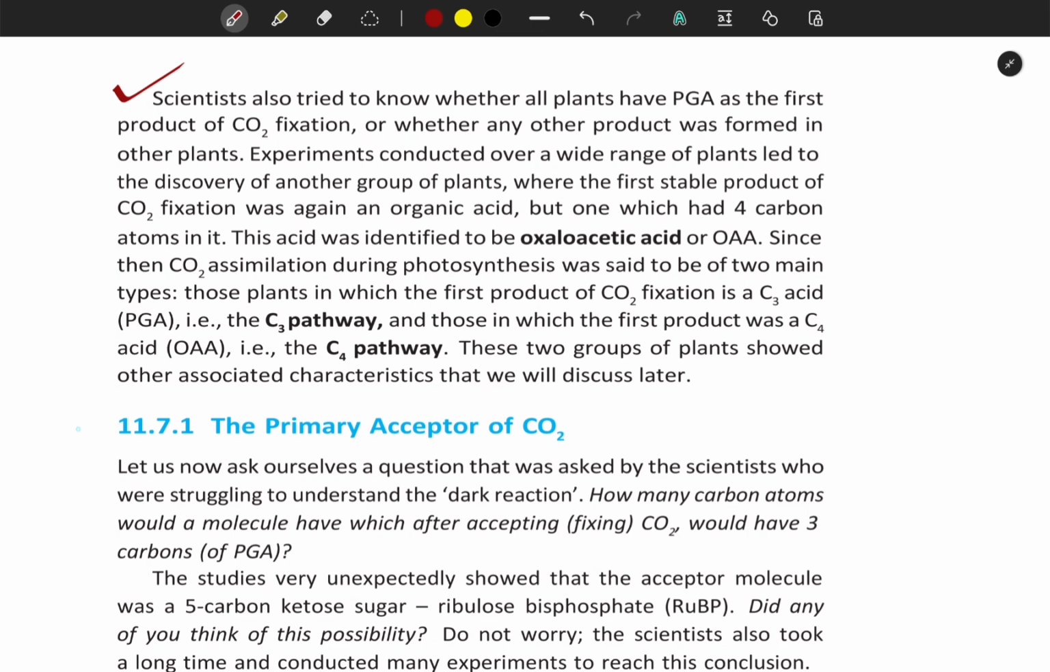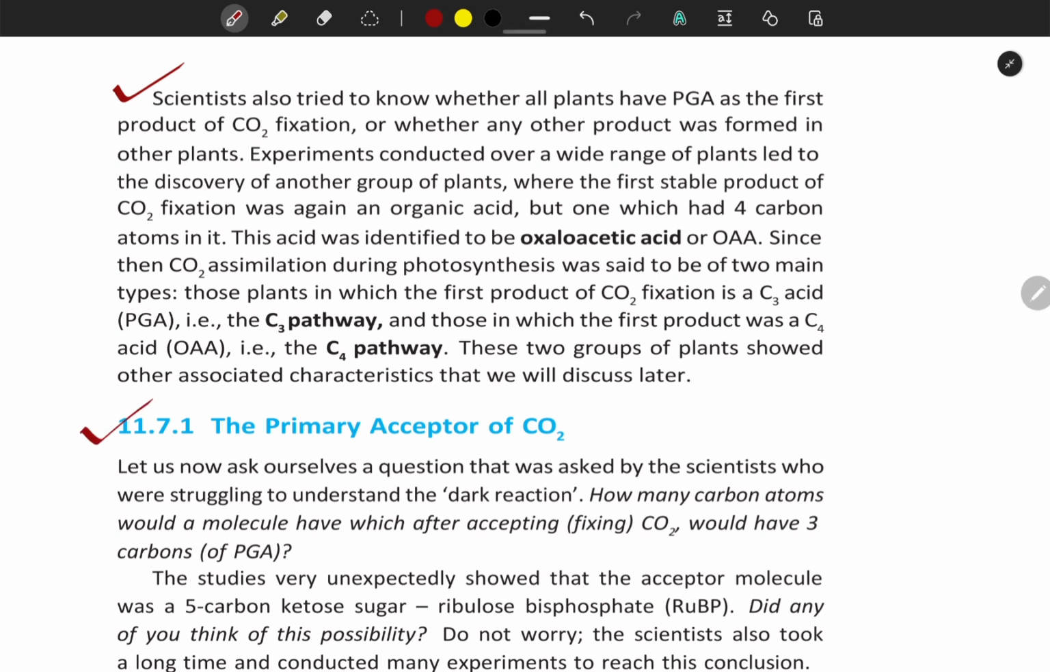Since then, CO2 assimilation during photosynthesis was said to be of 2 main types: those plants in which the first product of CO2 fixation is a C3 acid, PGA, that is the C3 pathway, and those in which the first product was a C4 acid, OAA, that is the C4 pathway. These two groups of plants showed other associated characteristics that we discuss later.